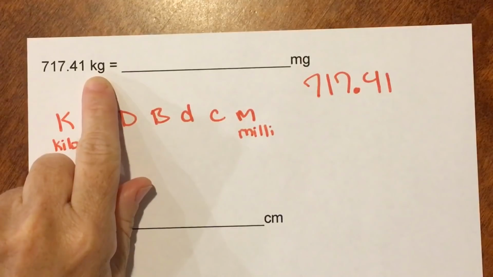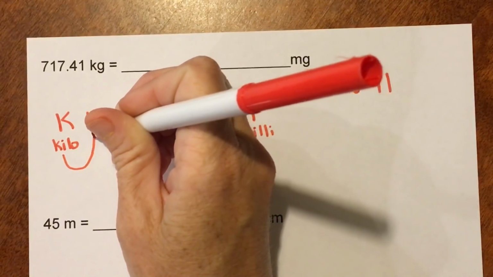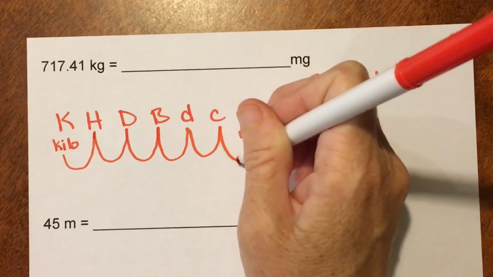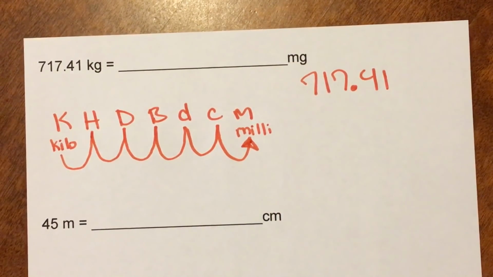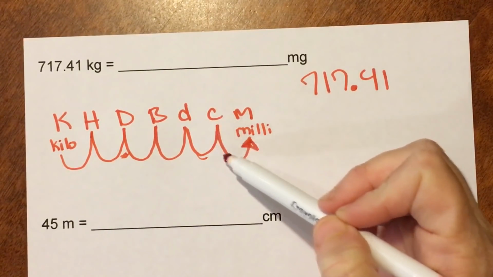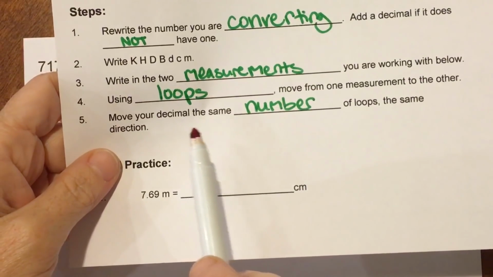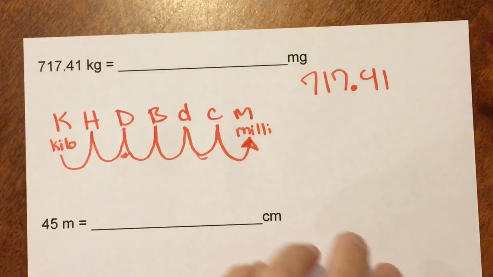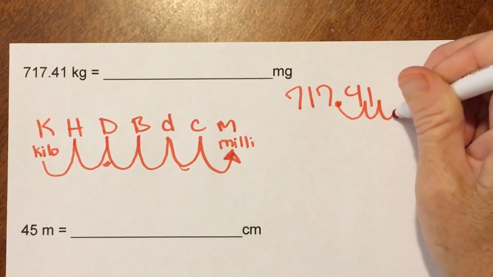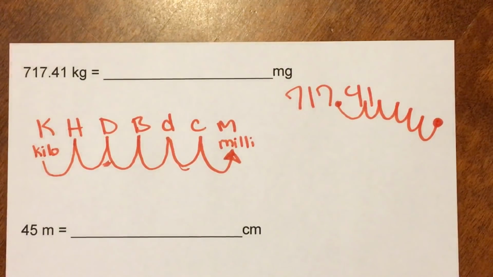Now, using loops, I'm going to move from one measurement to the other. So they want me to move from kilo to milli. I'm starting here. I'm going to go not to the hecto, not to deca, not to my base, not to deci, not to centi, but I'm going to go all the way to milli. So how many did I move? I moved 1, 2, 3, 4, 5, 6. I moved 6. My next step says move your decimal the same number of loops, the same direction. Ready? So now I have to move 1, 2, 3, 4, 5, 6. I need to move it all the way over there.